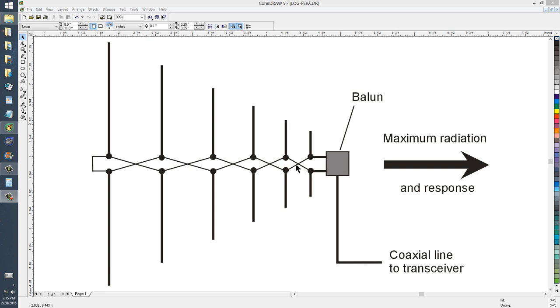Note the switching of the phase as each dipole is reached by the phasing harness, is what they call this. It's a length of feed line twisted 180 degrees between each antenna.